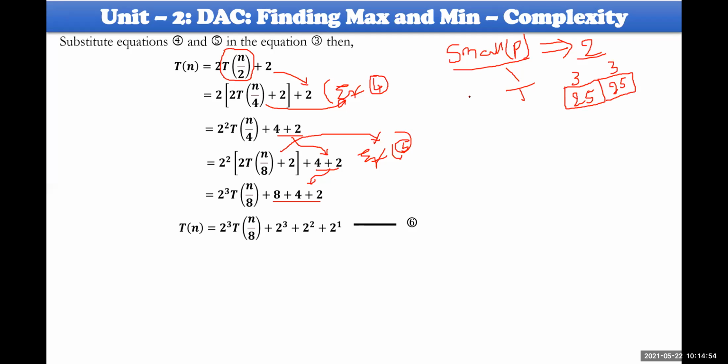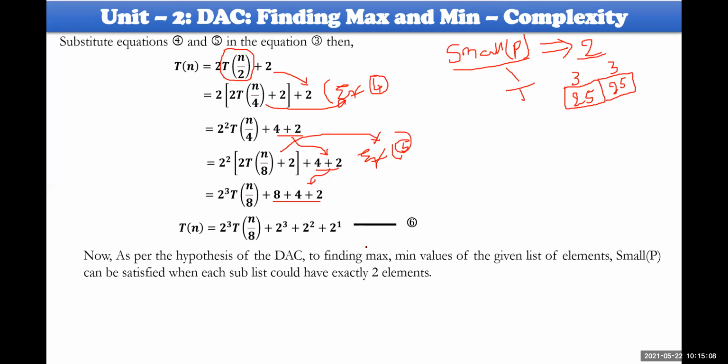So however, small of p will be taken with 2 elements in the sublist. Therefore, as and when you have 2 sublists with you, then the problem will be such that small of p returns true. Keep this in our mind. I have given the same explanation to you here: small of p will be satisfied when your sublist has exactly 2 elements.